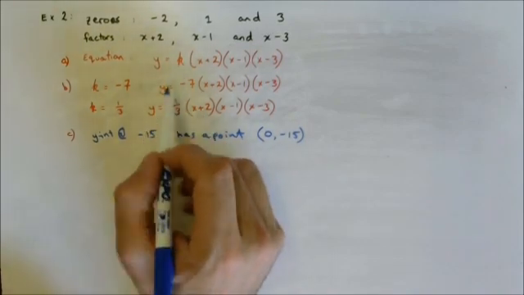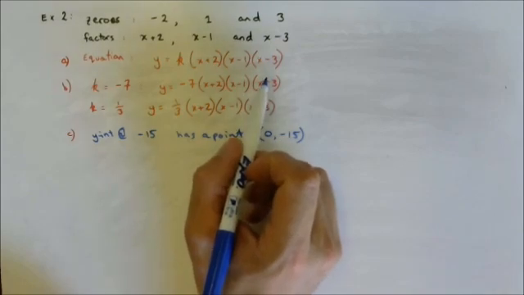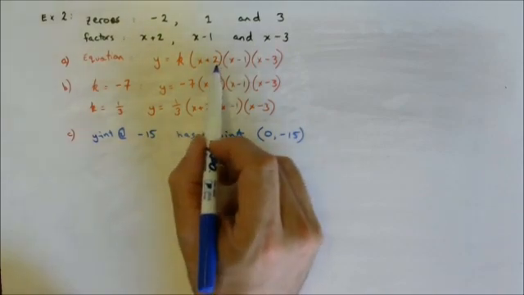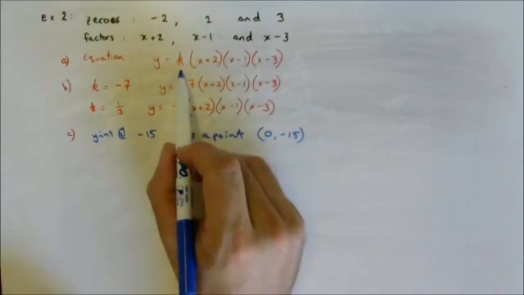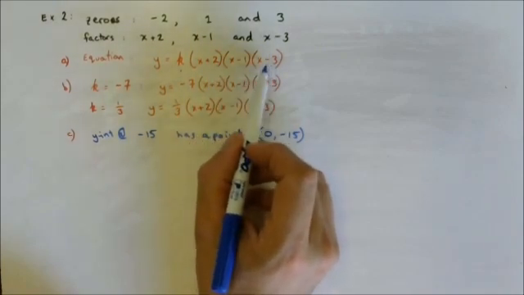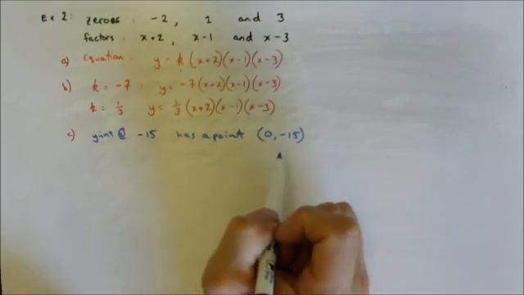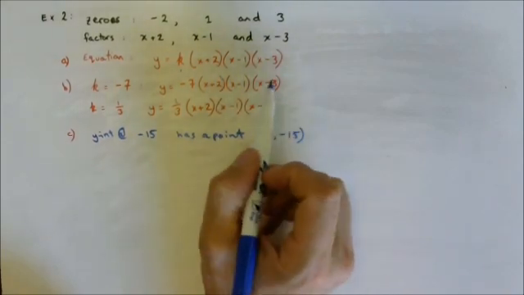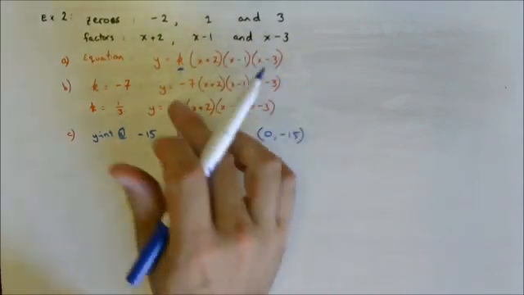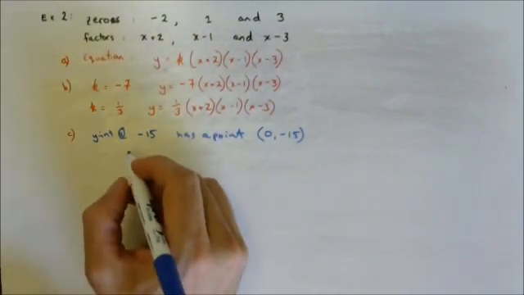Another way to do that would be to say the y-intercept is going to be the product of all of the constants with k. So you could actually multiply all your constants. You'd get +3, +6, and you need -15. So you'd go -15 divided by +6 would give you your multiplier. It's one way to do it. We'll go with the basic way of just inserting 0 and -15.